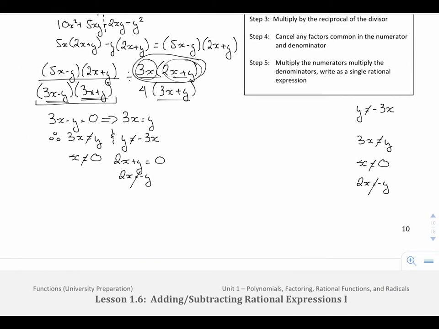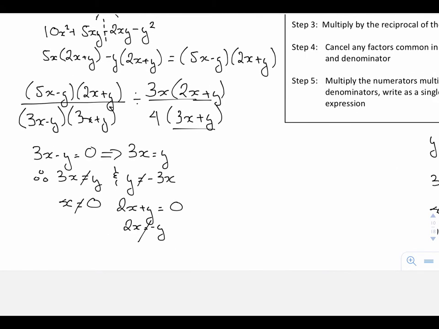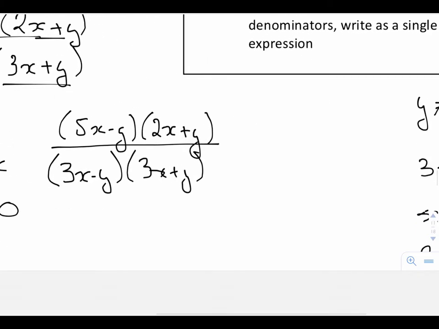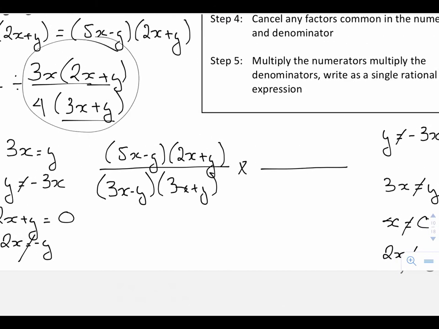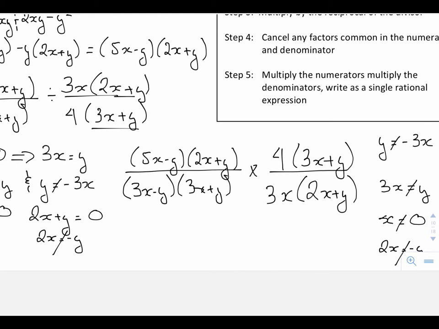Now I can go about simplifying my expression. So I'm going to take the whole first fraction, but instead of dividing, I am multiplying this fraction by the reciprocal of this guy here. So what that looks like is 4 times 3x plus y, close bracket, and then 3x times 2x plus y, close bracket. And now we're in a position to do some cancellation.